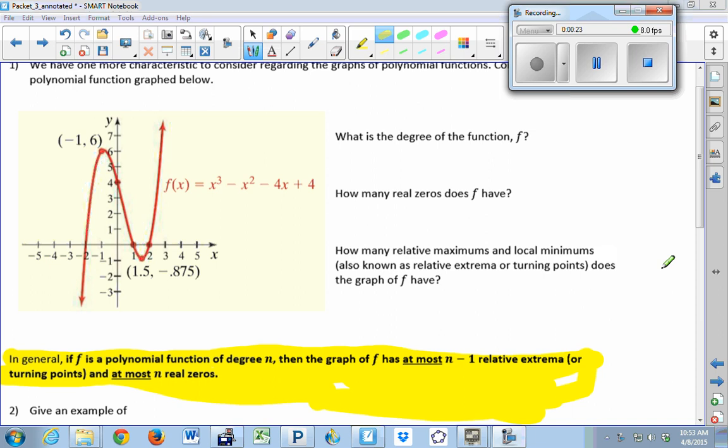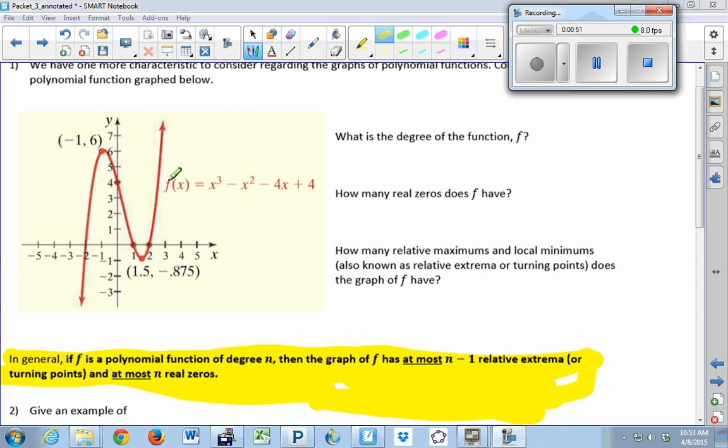One of my favorite questions to ask you on a test or a quiz is to give you a graph and say, what's the minimum degree of the polynomial? First of all, you have to determine, is it going to be an odd or an even degree? We just look at the end behavior. If your arms are in different directions, you know it's odd. If they're going in the same direction, you know it's even.